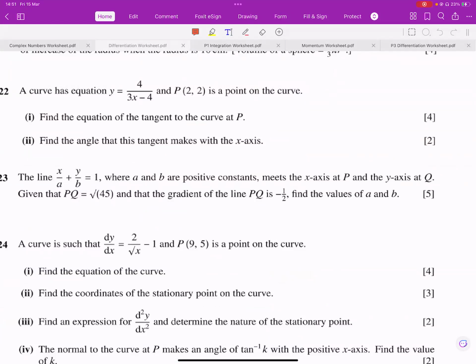Part 3 says find the coordinates of the point of intersection E of OA and BC and determine whether E is the midpoint of OA. Okay, so let's do it step by step. They've asked us first to find the coordinates of the point of intersection E of OA and BC. Which two lines are we talking about? OA, that's this line, and BC, that is this line. E is the point of intersection of these two lines.